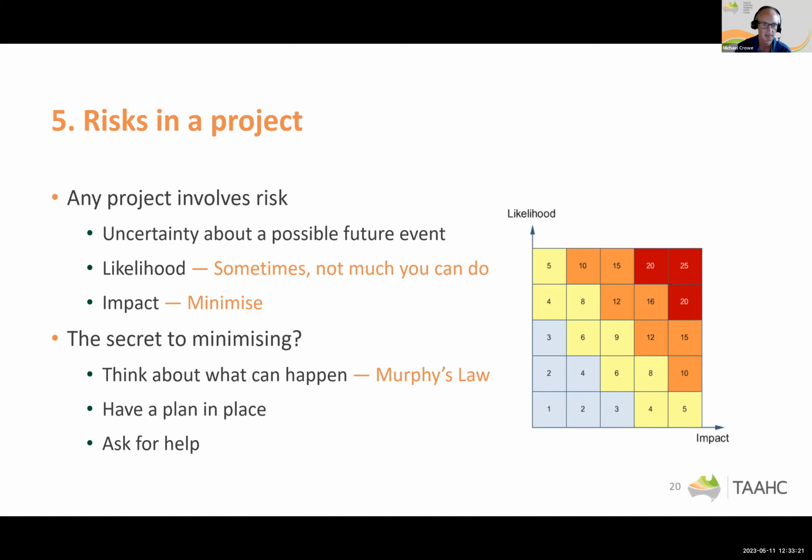So in that little sort of diagram there, the 25s will have a very, very high likelihood of happening and have a very, very high impact on the project, and we try to reduce them down so that the impact is less and less. If we can, sometimes we can reduce likelihoods, but I'm not really going to get into it because, yeah, we'd be here all day. And basically, it's about having a plan in place. What do we do if?